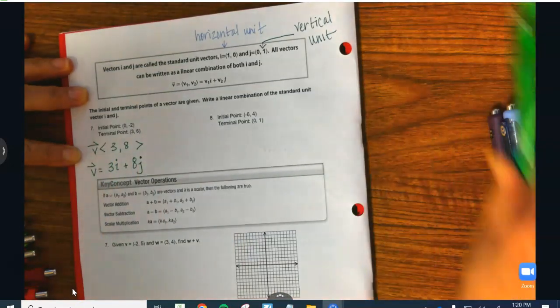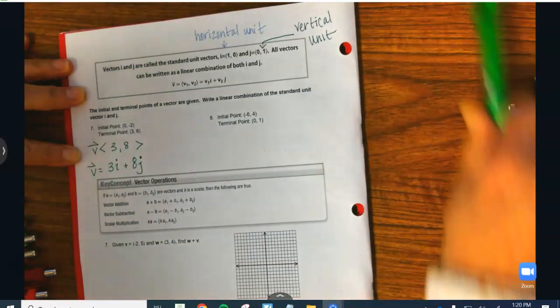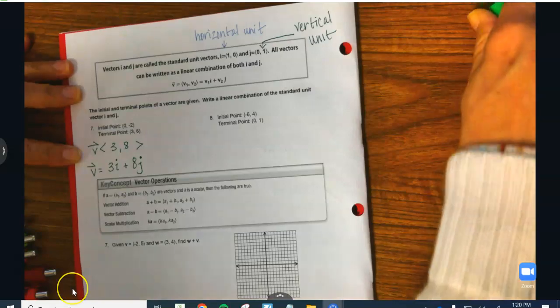All we're going to do is you can just kind of consider the 3 and 8 as coefficients. So this is going to be 3 stuck next to the letter i because that was the horizontal movement. And then 8 is going to be stuck next to the letter j because that was the vertical movement. And that is just it. We're just getting used to some different ways of showing movements and directions. Let's try the next one.